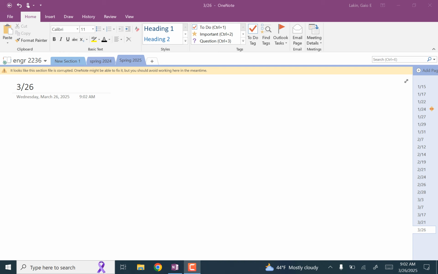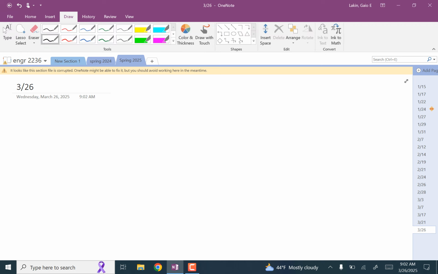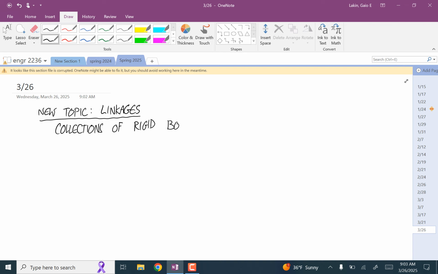Okay, so today we're going to use what we know about rigid bodies to get into linkages. So this new topic is linkages. And linkages are collections of rigid bodies connected by joints that move.